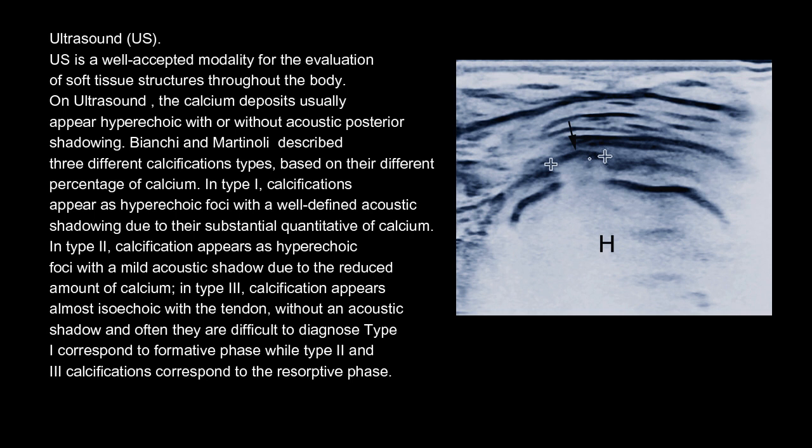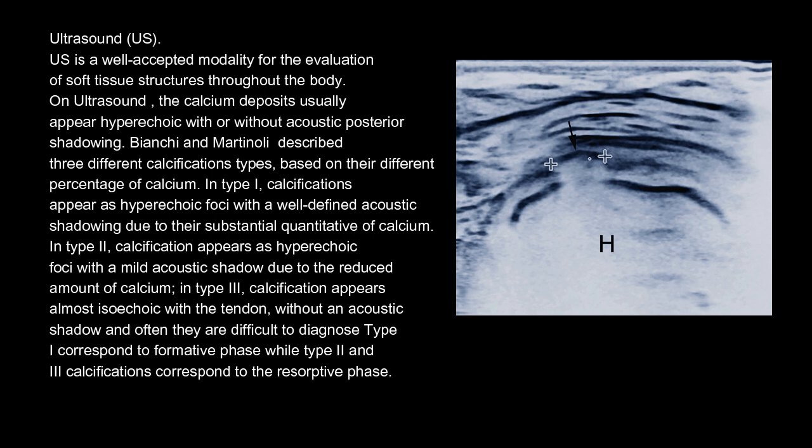Ultrasound. US is a well-accepted modality for the evaluation of soft tissue structures throughout the body. On ultrasound, the calcium deposits usually appear hyperechoic with or without acoustic posterior shadowing. Bianchi and Martinoli described 3 different calcification types, based on the different percentage of calcium.